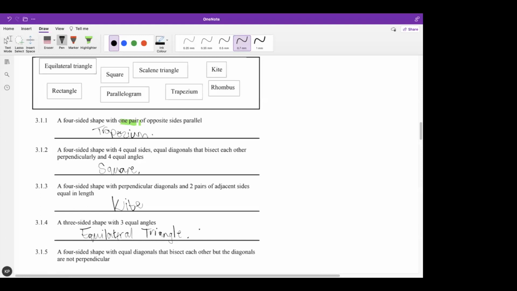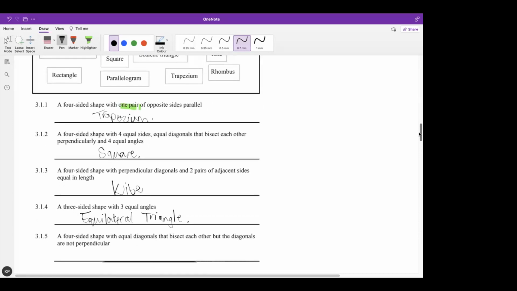And the last one says a four-sided shape with equal diagonals that bisect each other, but the diagonals are not perpendicular. The diagonals are equal, but they're not perpendicular. Think carefully. Are the diagonals of a parallelogram equal? Are the diagonals of a parallelogram equal?